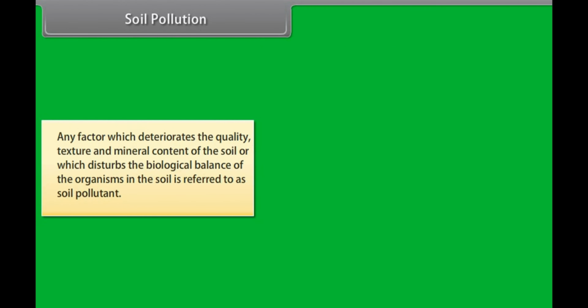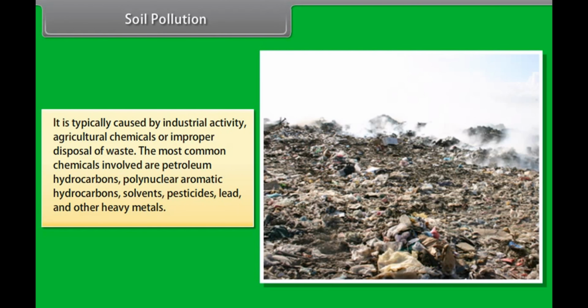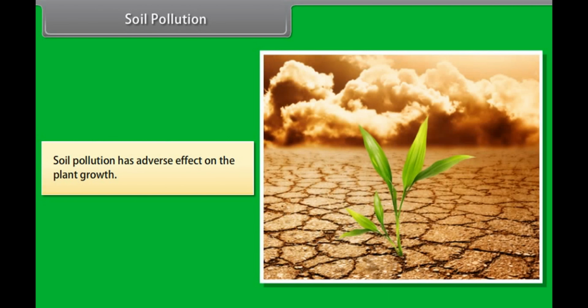Soil pollution. Any factor which deteriorates the quality, texture and mineral content of the soil or which disturbs the biological balance of the organisms in the soil is referred to as soil pollutant. It is typically caused by industrial activity, agricultural chemicals, or improper disposal of waste. The most common chemicals involved are petroleum hydrocarbons, polynuclear aromatic hydrocarbons, solvents, pesticides, lead and other heavy metals. Soil pollution has adverse effect on plant growth.